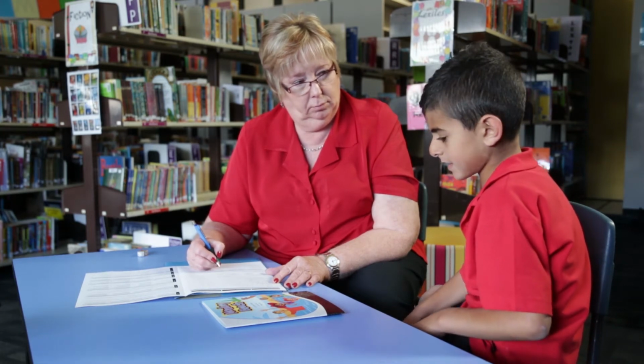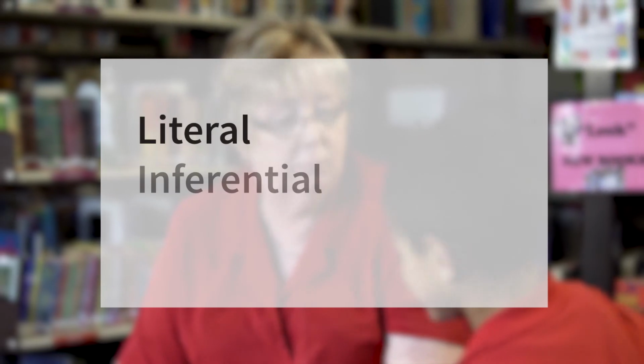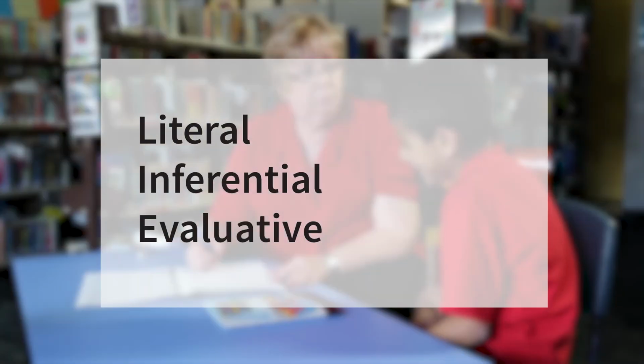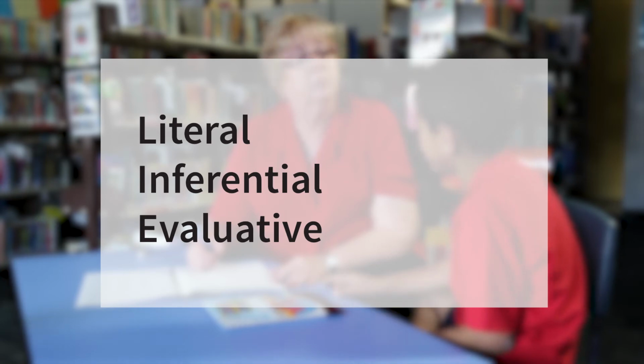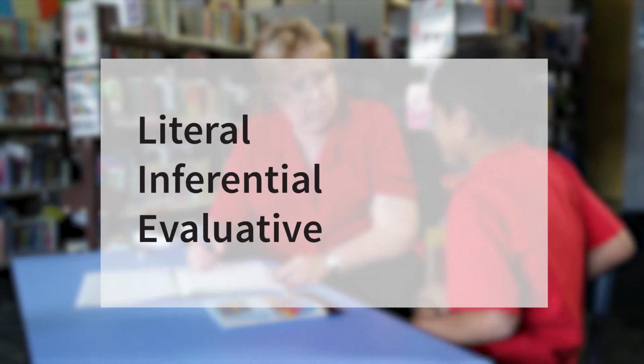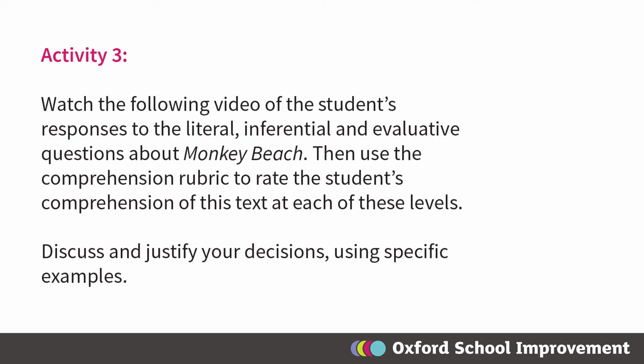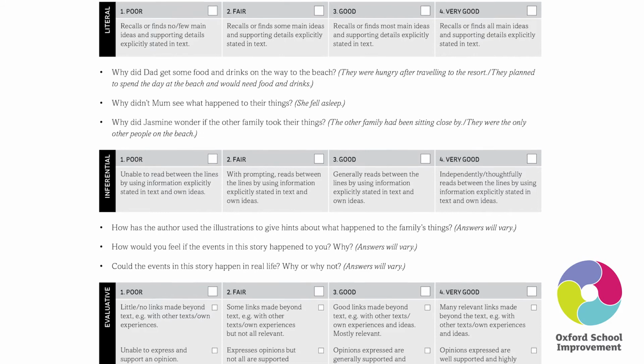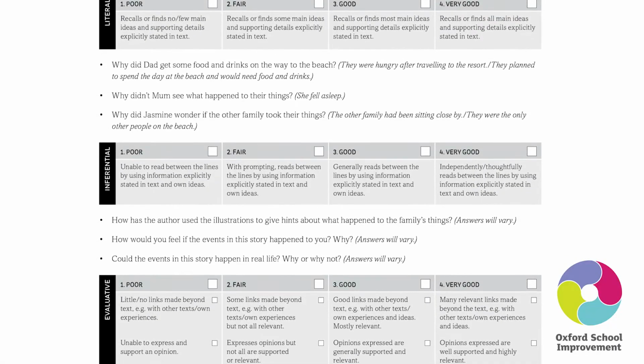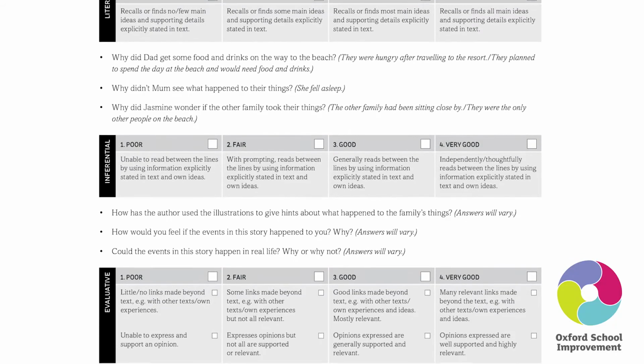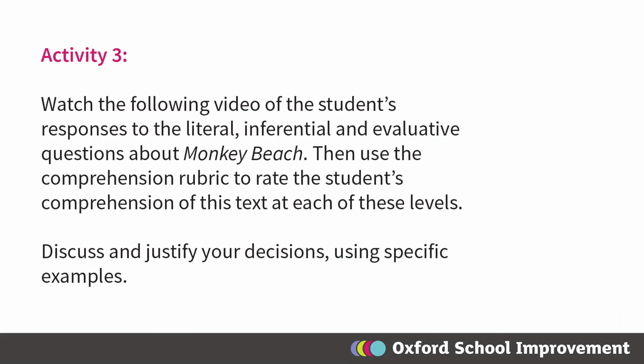And by that, we can give them some questions to lead their thinking about what it is they just read. Questions at the literal, inferential, and evaluative level help us to establish what students took in terms of comprehension from the author's message. Watch the following video of the students' responses to the literal, inferential, and evaluative questions about Monkey Beach. Then use the comprehension rubric to rate the students' comprehension of this text at each of these levels. Discuss and justify your decisions using specific examples.